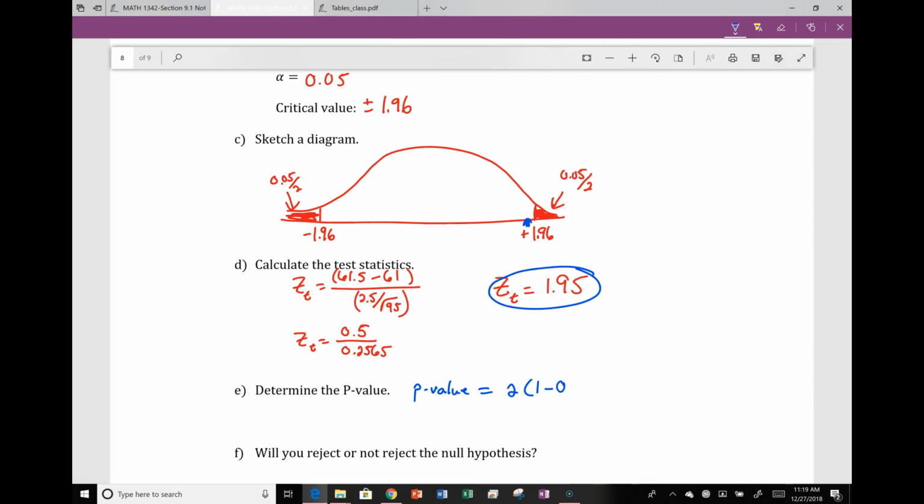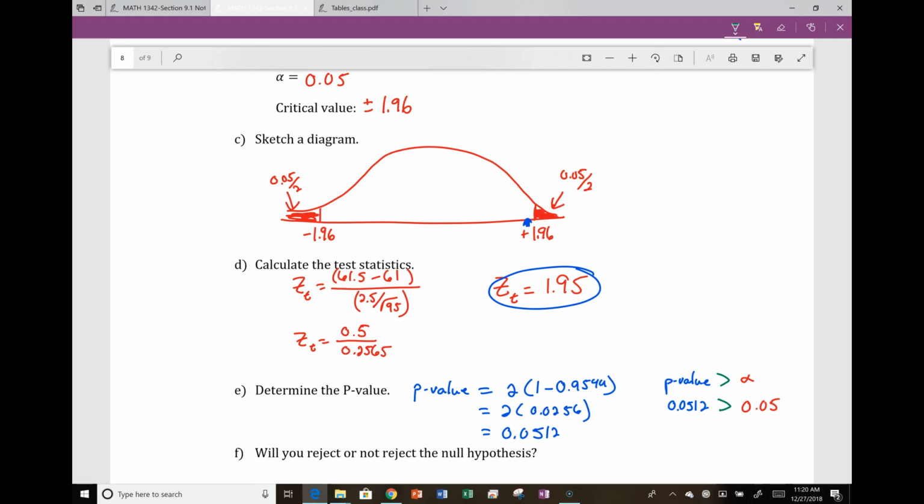So I'm going to subtract that 0.9744 from 1. So I get 2 times 0.0256. So my p-value is 0.0512. Comparing the p-value of 0.0512 to the alpha of 0.05, you'll notice that this one is slightly larger. So my p-value is larger.